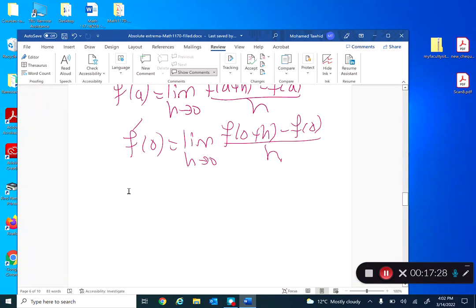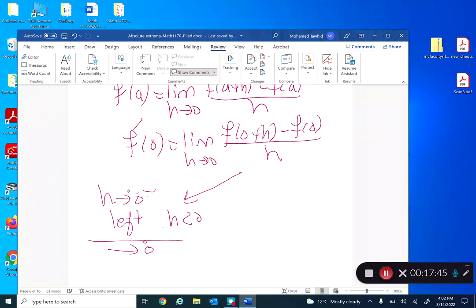Now I have to consider the left limit, h close to 0 from the left. When I say h close to 0 from the left, here is 0, I come from the left, which means h is less than 0. And h close to 0 from the right means h is greater than 0. Here is 0, I am coming from the right, which means something bigger than 0, very close to 0.